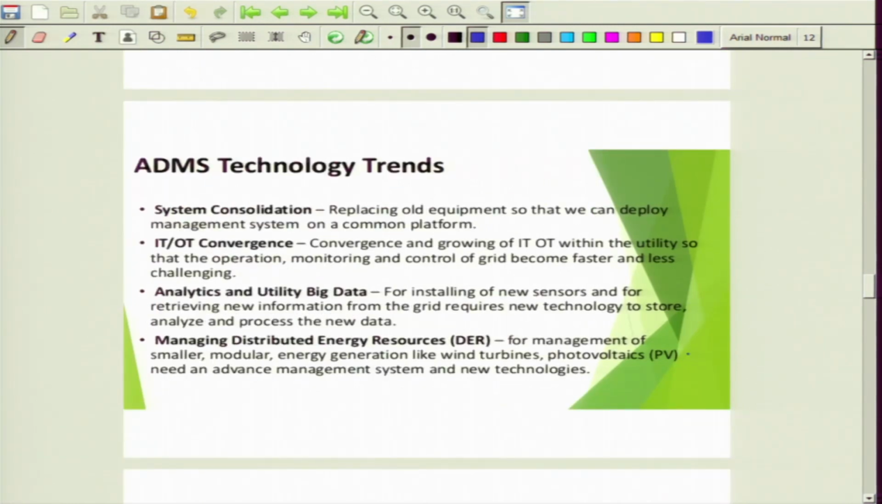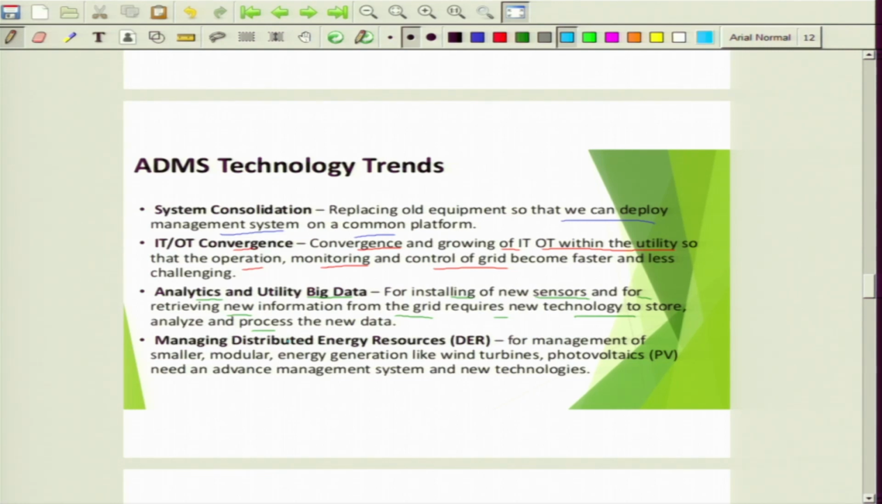So, system consolidation, replacing old equipment so that we can deploy management system on a common platform. IT OT convergence, as we have discussed just now, convergence and growing of IT OT with the utility so that operation, monitoring and control of grid becomes faster and less challenging. And analytics and utility big data, for installing of new sensors and for retrieving new information from the grid requires new technology to store, analyze and process the new data.